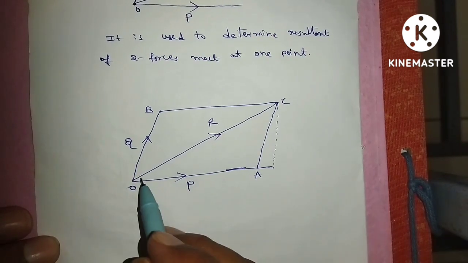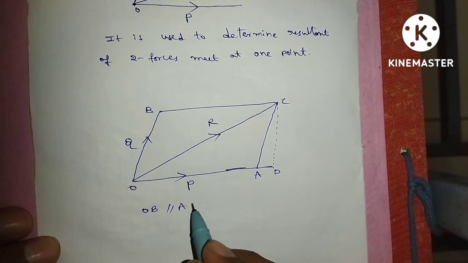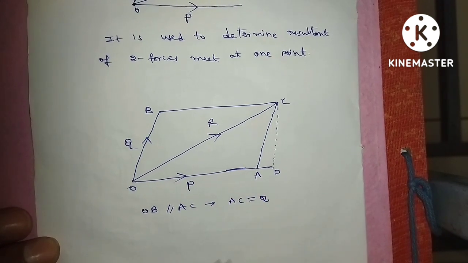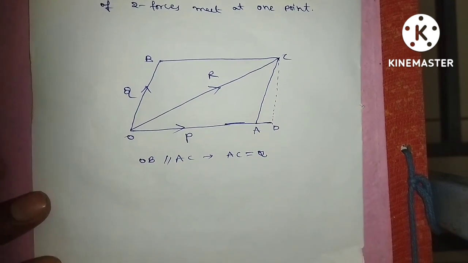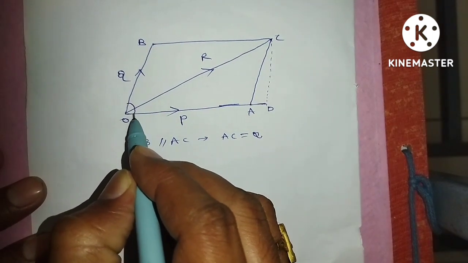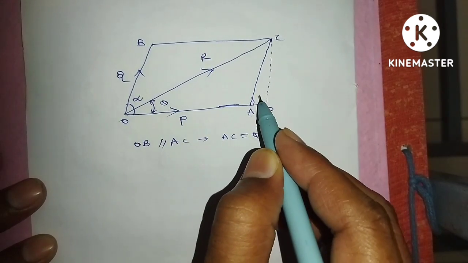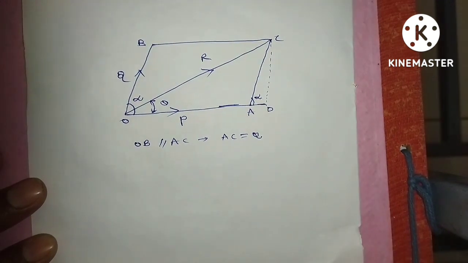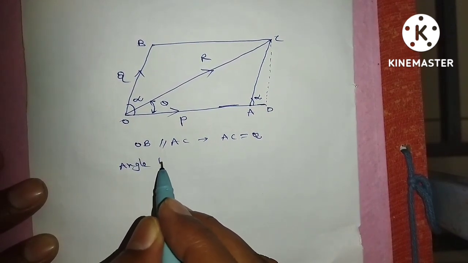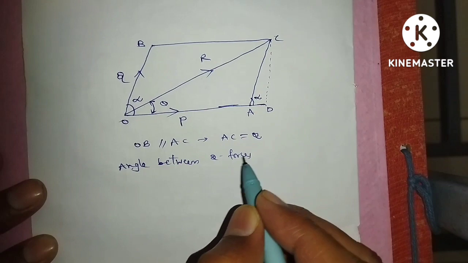Extend from C to the extension of OA, that is D. Now you can observe in this diagram that side OB is parallel to AC, so OB is equal to Q, and AC is also Q. Let the angle between the two forces P and Q be alpha, and theta the angle made by the resultant with the horizontal, that is with force P. Since OB is parallel to AC, the angle DAC is also alpha.